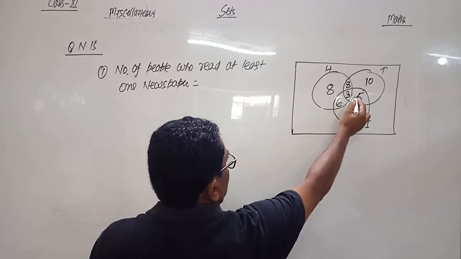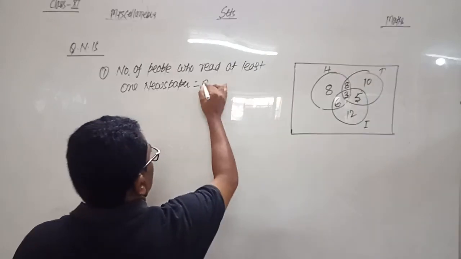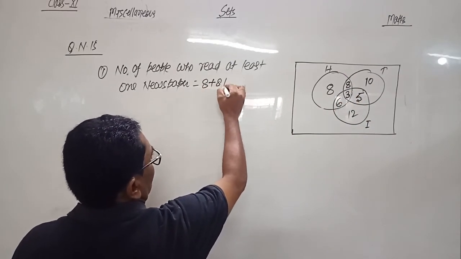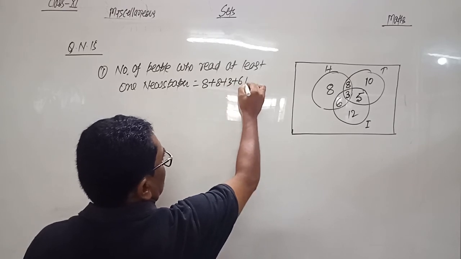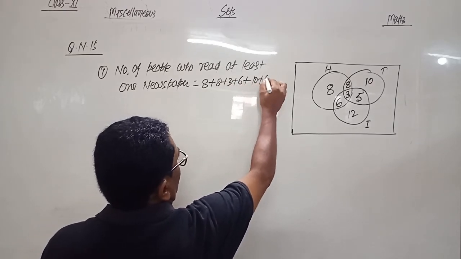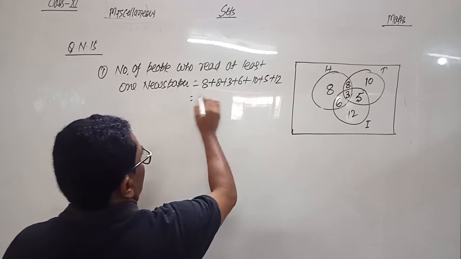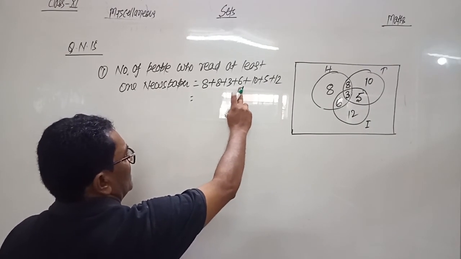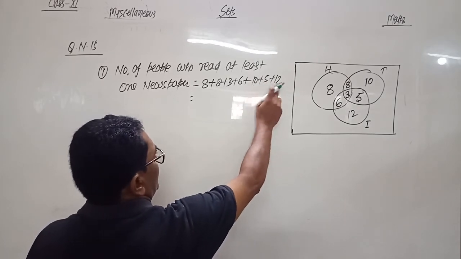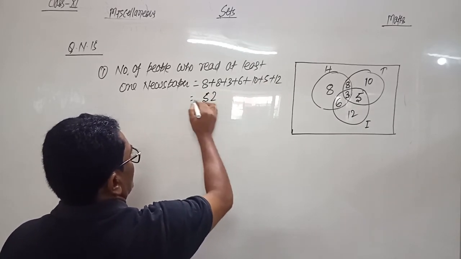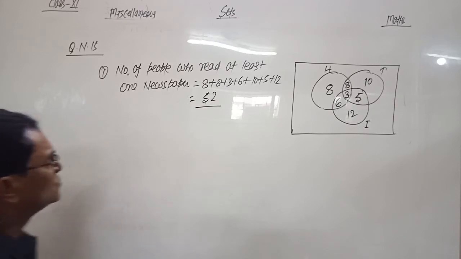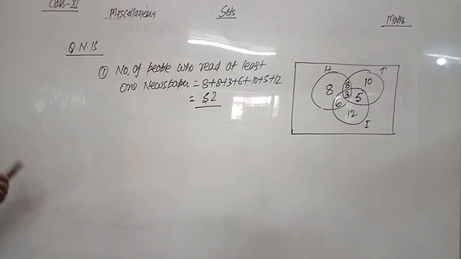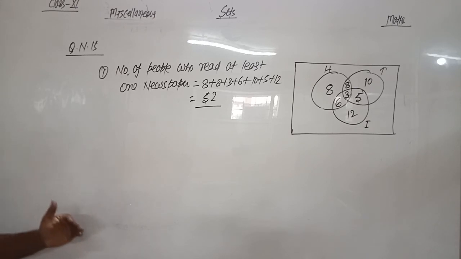So 8 plus 3 plus 6 plus 10 plus 5 plus 12. So 8 plus 8, 16 plus 3, 19, 20, 25, 30, 40 and 50. So the first part result is 52 people read at least one newspaper. Means they read one newspaper, two newspapers or three newspapers.